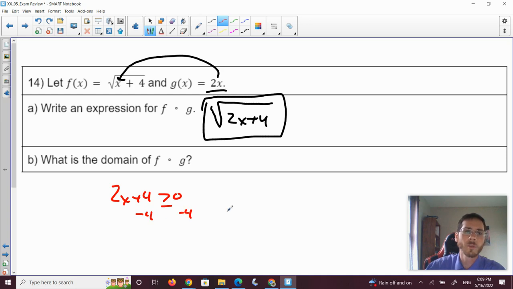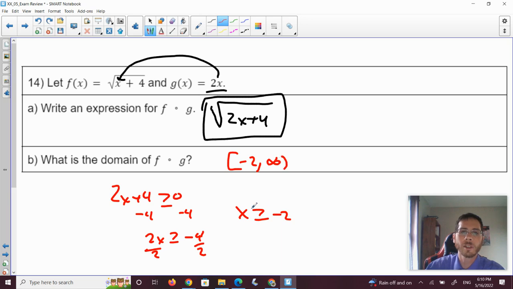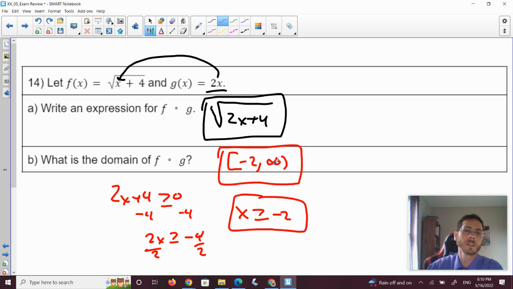If I subtract 4 from both sides, I get 2x is greater than or equal to negative 4. If I divide both sides by 2, I get x is greater than or equal to negative 2. So that's going to be my domain. I could write it that way. I could also write it negative 2 to infinity. It's your choice. Either one of these would work out as the answer. I like the interval notation a little bit more, but it's up to you, whatever you like better. And that's it. So there we go.